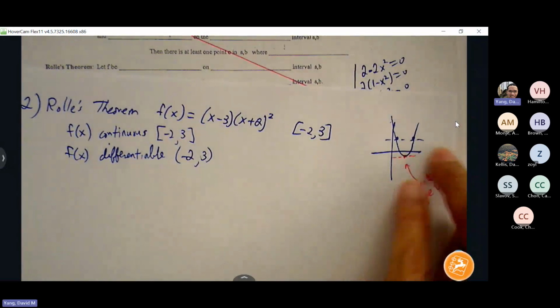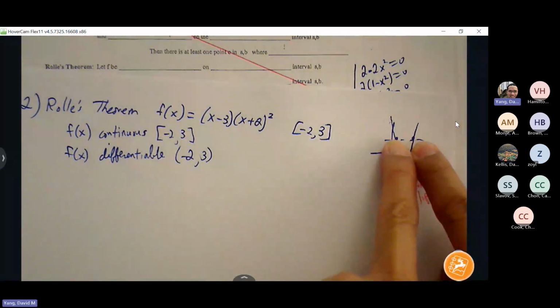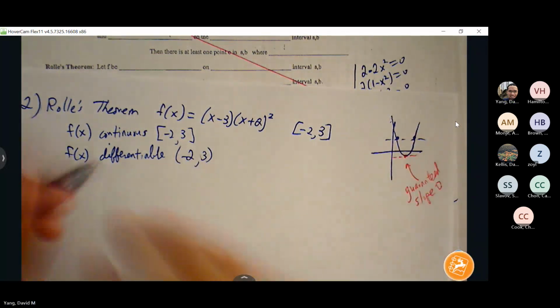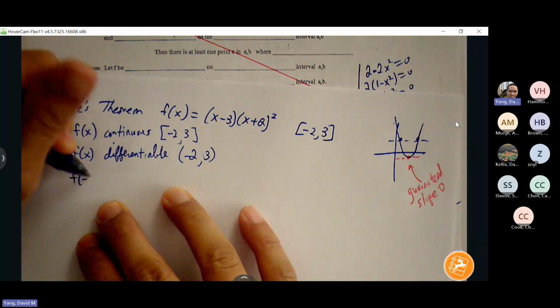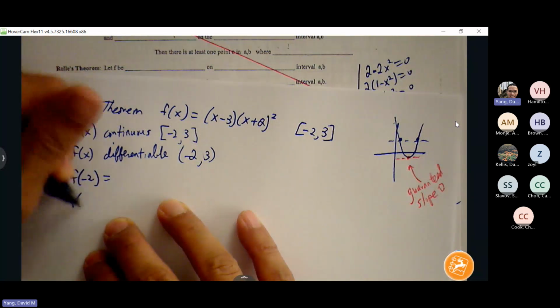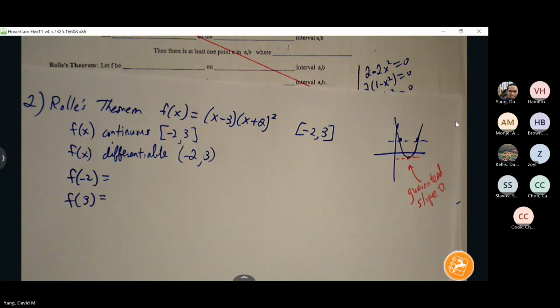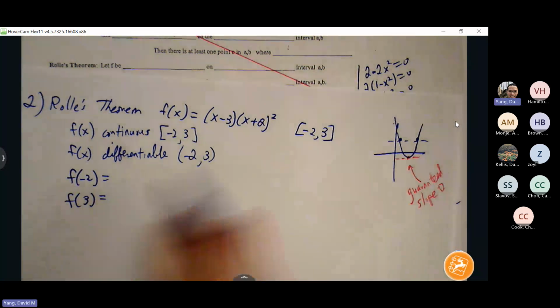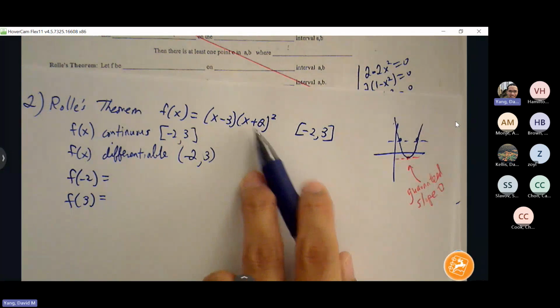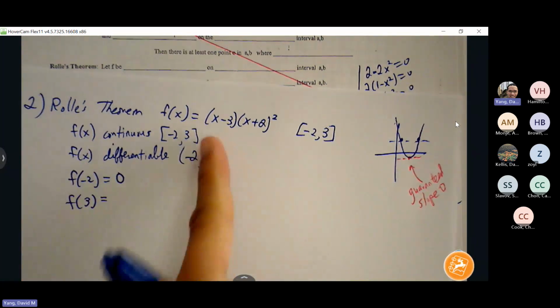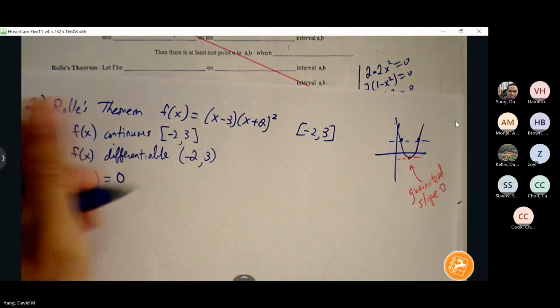Next condition is, do we have the same y value at the endpoints? Because if I do, there must be a slope 0. So I need to find what's happening at -2. I need to find out what's happening at 3. -2, I plug into the function here. -2 plus 2 is 0. Anything times 0 is going to be 0. I plug in 3, also 0.